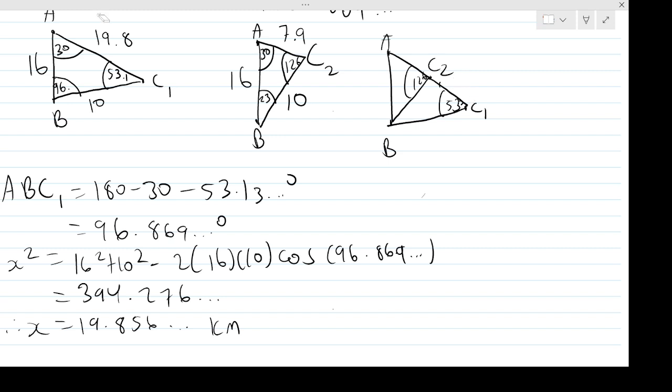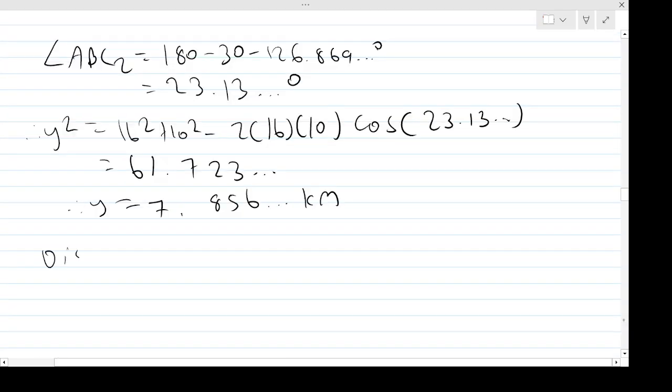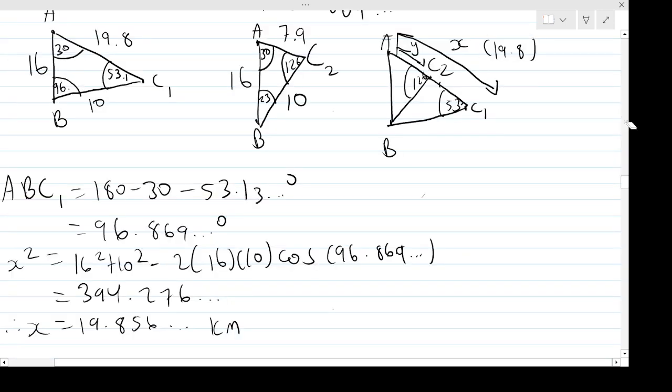Well, isn't that just the same as the distance overall between A and C1, which is X, which is this 19.8, take away the distance between A and C2, which is Y, which is this 7.9? So the distance between C2 and C1, which are the two possible points of the ship, would just be X take away Y, right? Hopefully you can see that, as that will get me this distance here between C2 and C1.